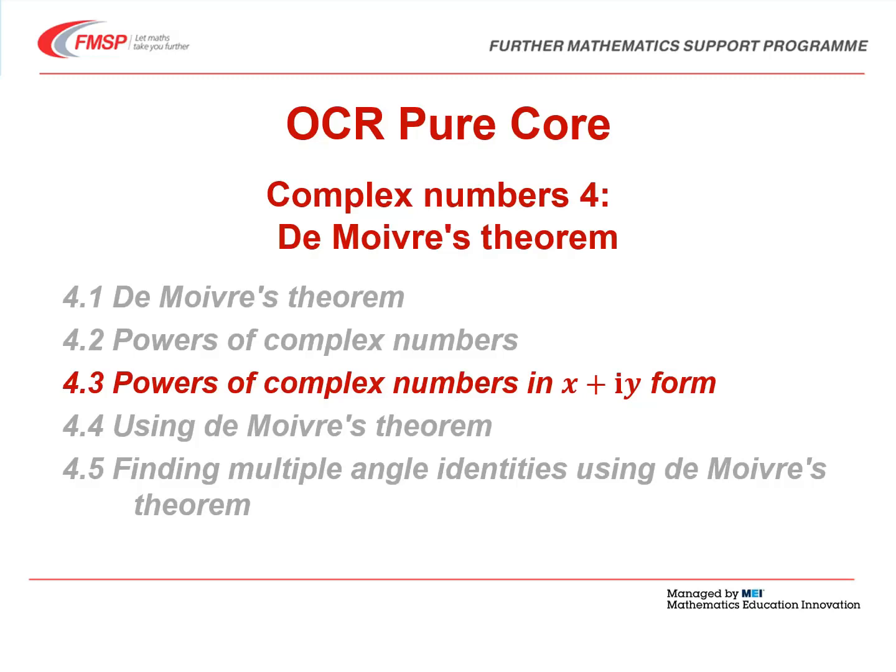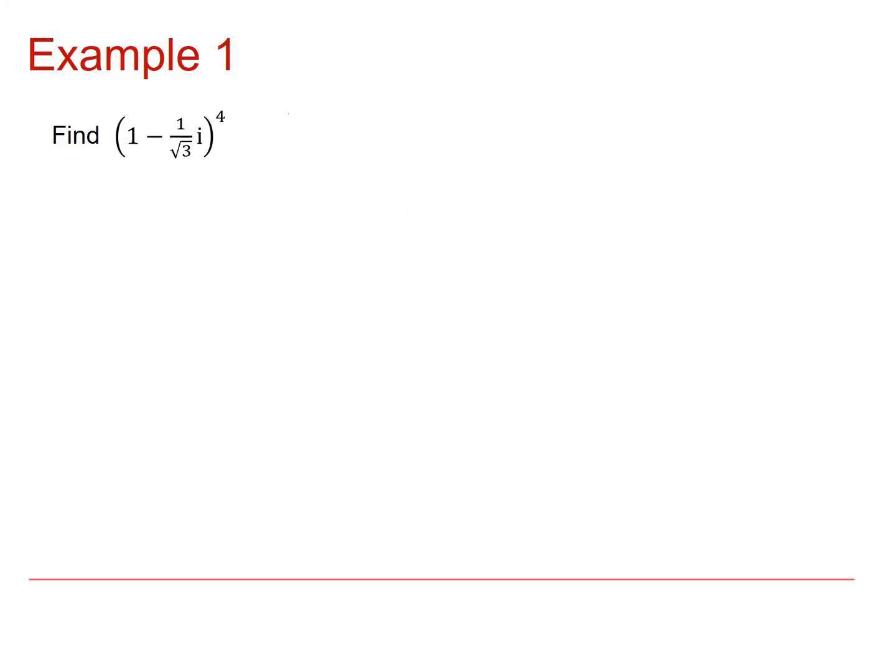This is a video for OCR Pure Core Mathematics, Complex Numbers 4, de Moivre's theorem, 4.3, Powers of Complex Numbers in x plus iy form. Let's look at an example. Here we've got a complex number in the form x plus iy, and I want to find it to the power 4. Well, I could multiply this out the long way, using Pascal's triangle to give me the coefficients, and then sort everything out after that.